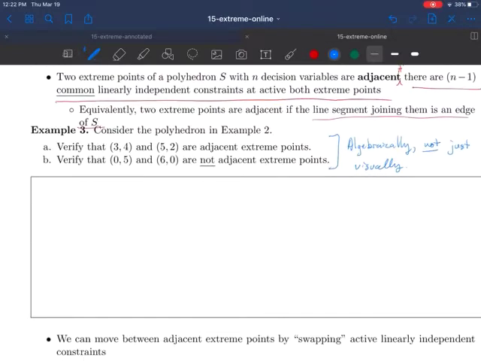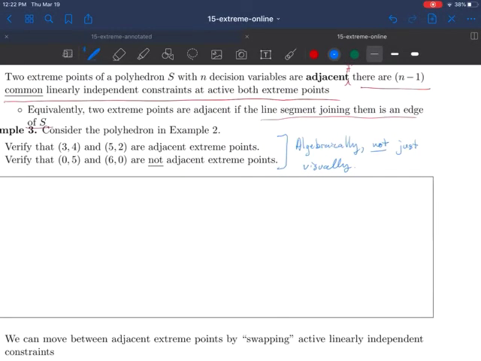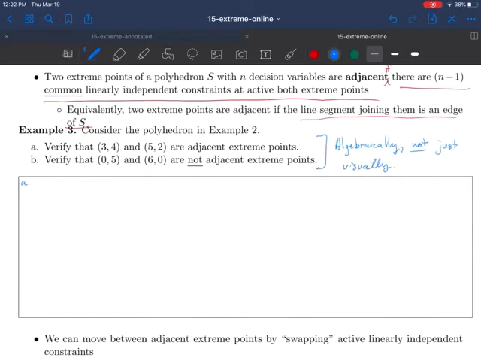Okay, so how do we do that? It's a bit of work, and the work for part A will be the same for part B: we're just going to check all the constraints. I'm going to be fairly thorough. First I'll check that these are extreme points, and then show that they're either adjacent or not. For 3, 4, I'm just going to plug it into all the constraints.